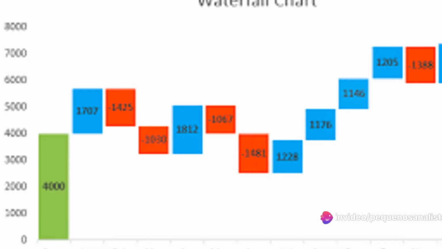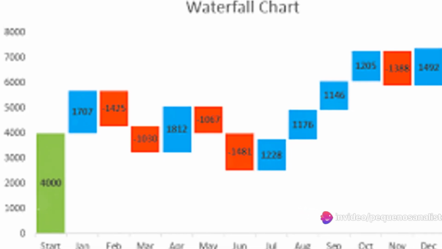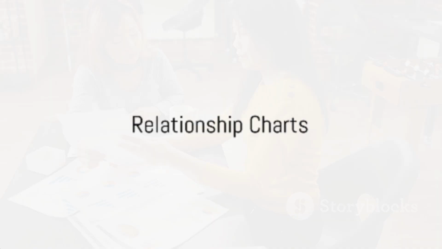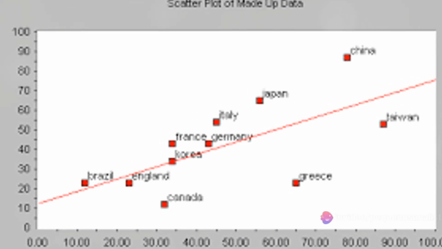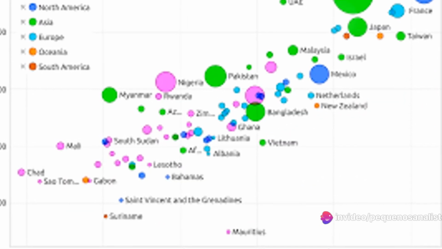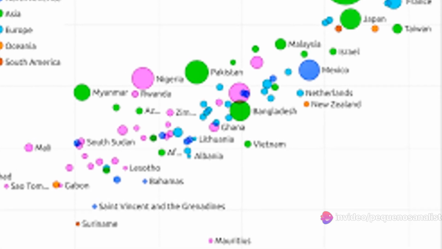Waterfall charts are powerful for visualizing sequential cumulative effects, often used in financial analysis. Lastly, relationship charts help us see how variables interact. Again, scatter plots are fantastic for spotting correlations between two numerical variables. Bubble charts are useful for displaying three quantitative variables at once.